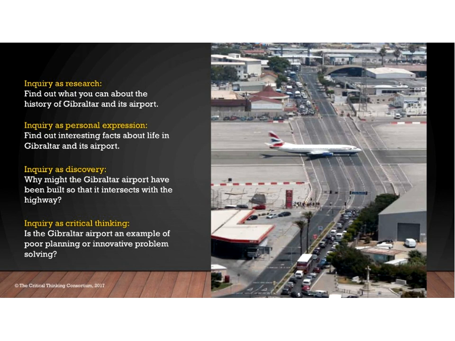So here are four ways I could approach this topic. Inquiry is research. Go online and find out what you can about the history of Gibraltar and its airport. That would be research. You come back, I found out this about Gibraltar, I found this out about the airport. Notice that doesn't ask me to make a judgment of any kind. It simply asks me to do some research.